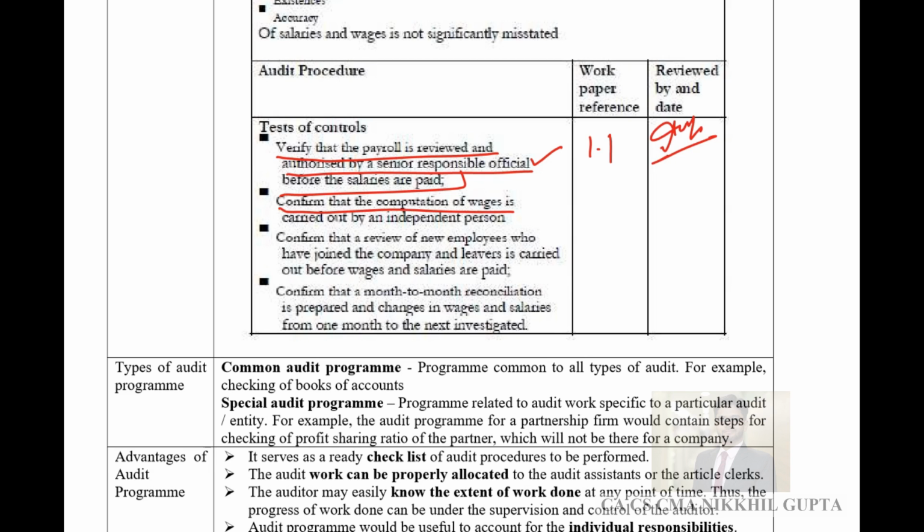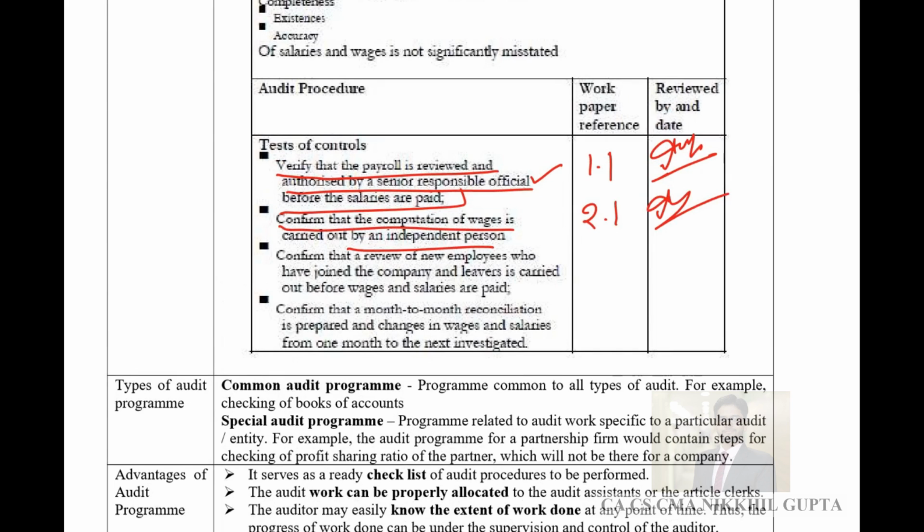Coming on to the next one, confirm computation of wages. Then again working paper references to be given. Then whosoever has done this audit procedure has to sign over here. Similarly, other procedures are carried out in an audit program.